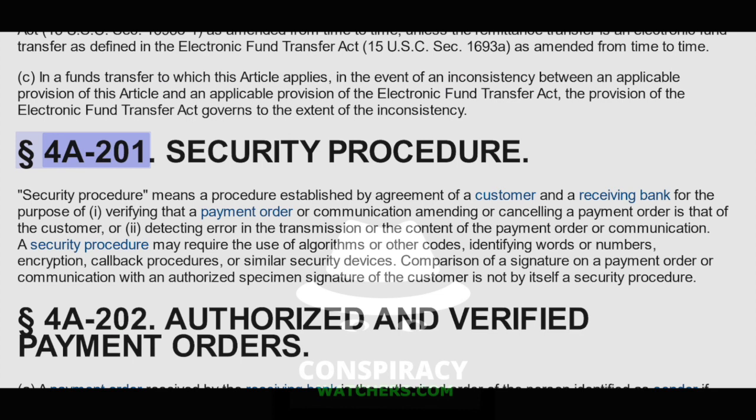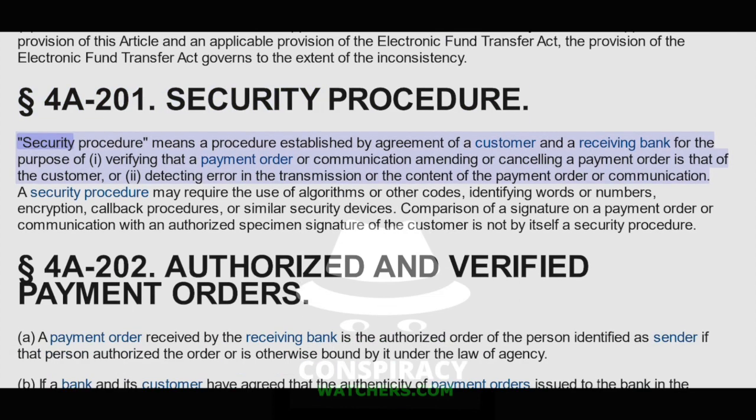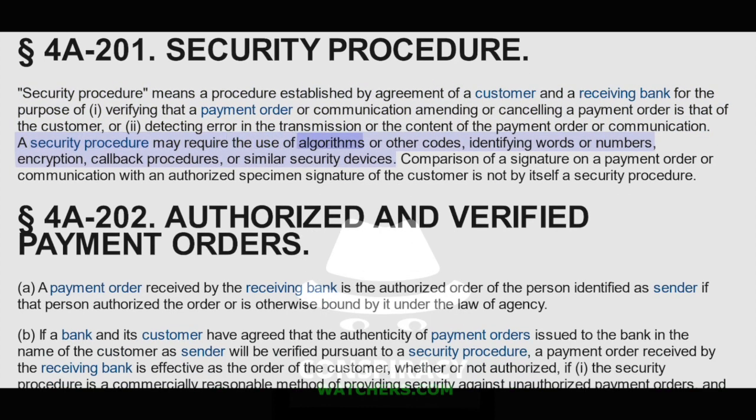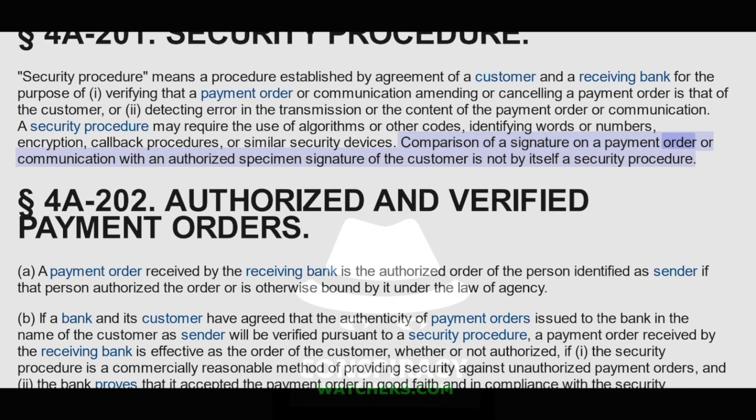Section 4A-201. Security Procedure. Security procedure means a procedure established by agreement of a customer and a receiving bank for the purpose of verifying that a payment order or communication amending or canceling a payment order is that of the customer, or detecting error in the transmission or the content of the payment order or communication. A security procedure may require the use of algorithms or other codes, identifying words or numbers, encryption, callback procedures, or similar security devices. Comparison of a signature on a payment order or communication with an authorized specimen signature of the customer is not by itself a security procedure.